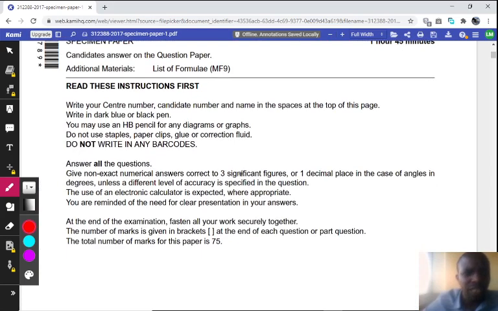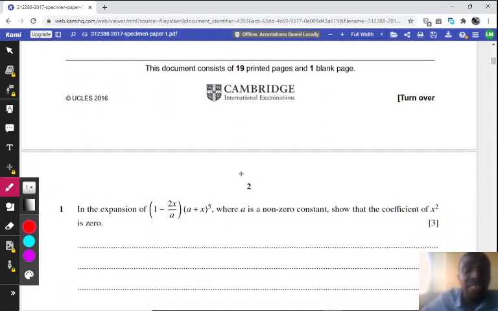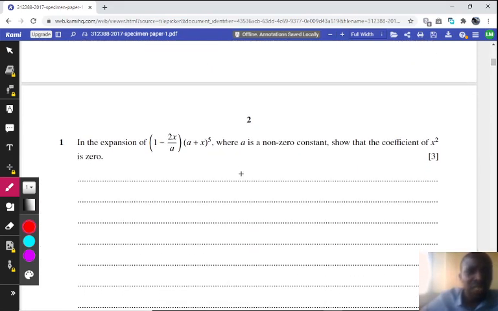Let's move on to question number 1. What is question number 1 saying? Question number 1 is on series expansion. In the expansion of that function, you can see it on the screen, where a is a non-zero constant. So a will never be 0, otherwise the expression will be undefined. Show that the coefficient of x squared is 0.